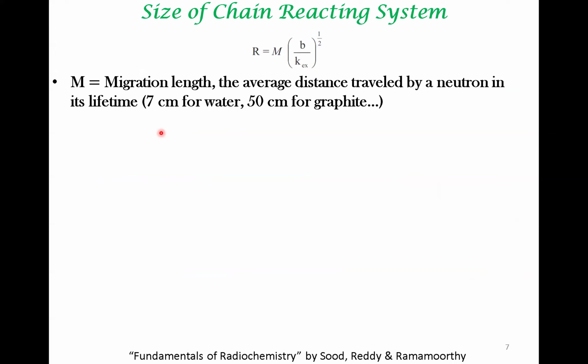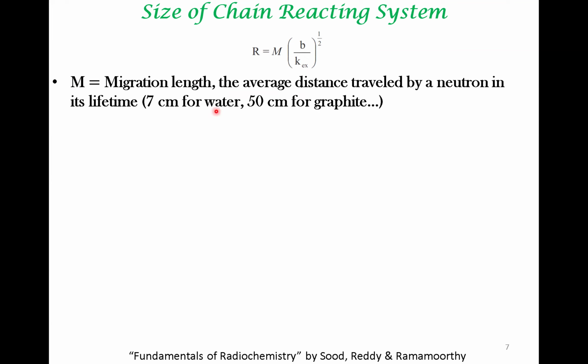Another important factor is a way to estimate the size of a chain reacting system. This comes from, we are just using this formula, we are not deriving this formula. If you have taken a course on transport phenomena, this is a formula that is derived from basic principles of diffusion, but we'll be just using this formula to estimate a size. So M refers to something called the migration length. This is the average distance traveled by a neutron in its lifetime, okay, before it gets absorbed or gets used up in some manner. So it helps to have a reasonable idea of the length scale here.